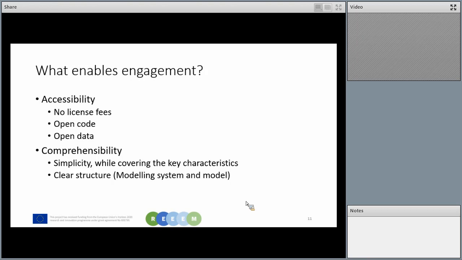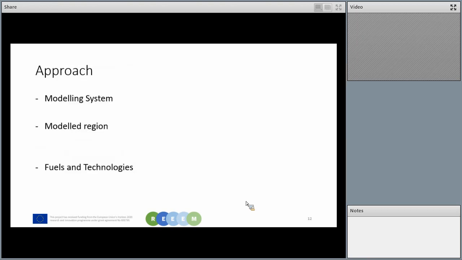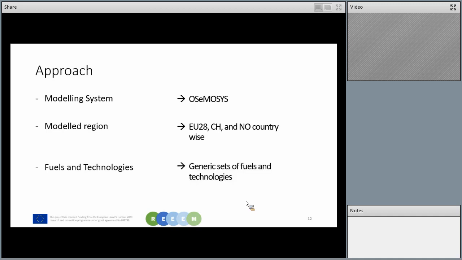So trying to follow this, we had to do the following decisions. We had to decide on a modeling system. Here we, as already indicated, decided on OSMOSYS. And for the model region, we decided that we stay on a country level. So every single country in the European Union, so all 28 plus Switzerland and Norway, are modeled. And fuels and technologies are aggregated to generic sets of fuels and technologies that are then building the electricity system.